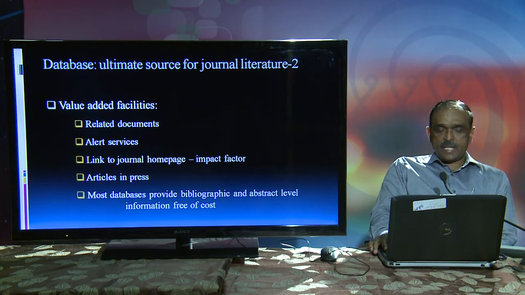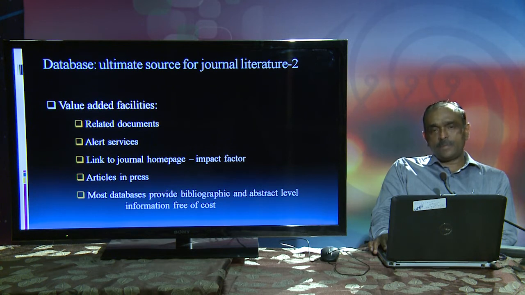Many databases actually provide bibliographic and abstract level information free of cost. This, I think, is a useful facility because if they are commercial databases, they may not provide you the full text free of cost, but the abstract level information is available free of cost. Once you know the abstract and the bibliographical details, you may use this information to get the articles from other legal sources.